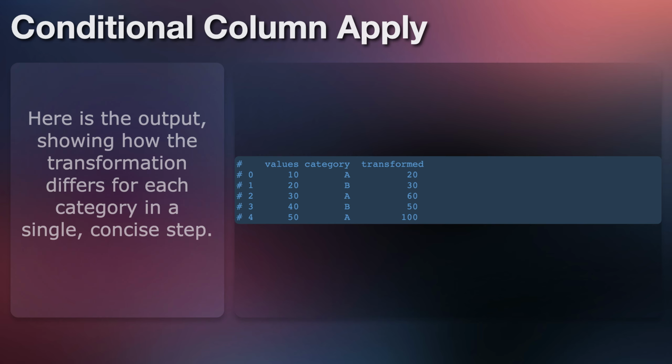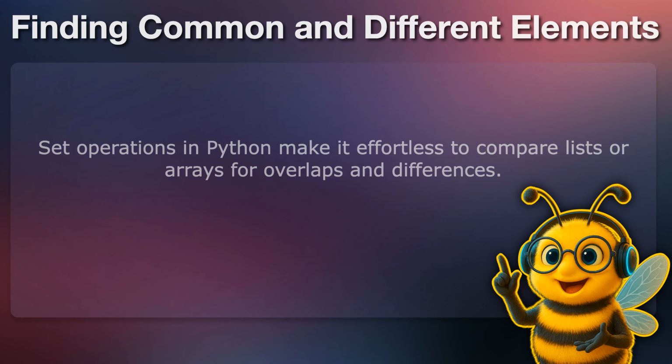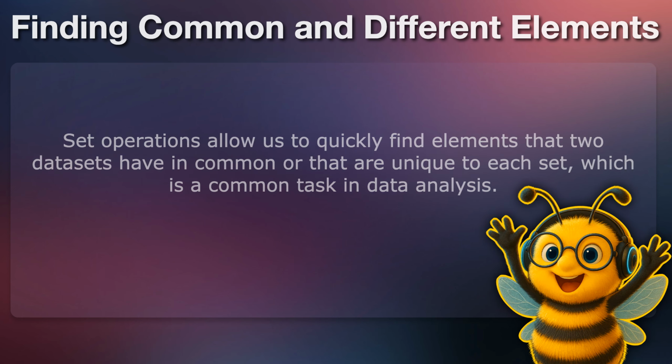In this section, we'll learn how to quickly find shared and unique elements between Python collections using powerful one-liners. Set operations in Python make it effortless to compare lists or arrays for overlaps and differences. Set operations allow us to quickly find elements that two datasets have in common or that are unique to each set, which is a common task in data analysis.